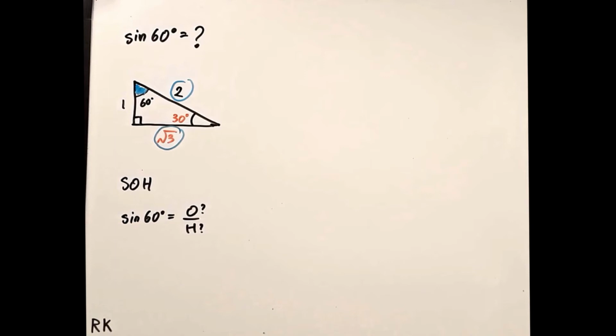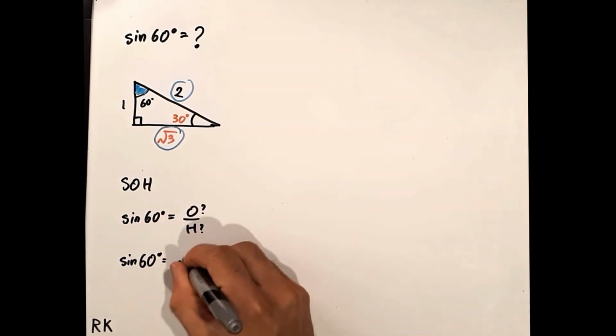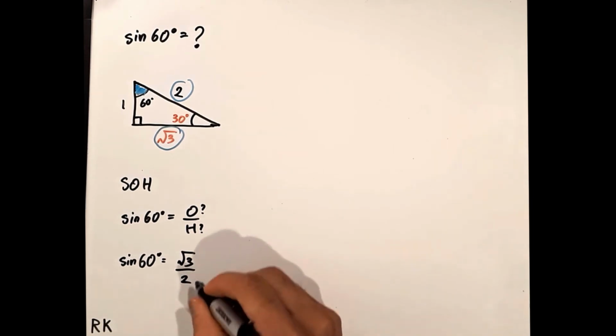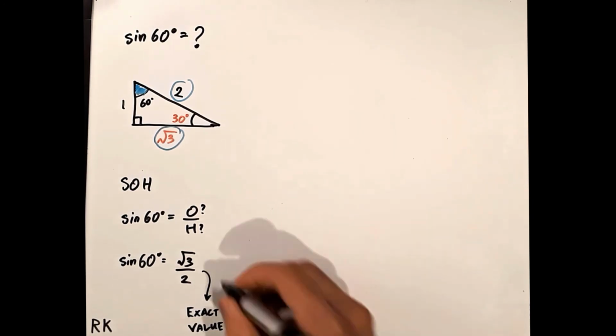Now that we've identified the sides we need, we can write the next step as sine of 60 degrees is equal to √3 over 2, which is an exact value. Your exams usually prefer this, so we'll leave it here and move on to the next problem.